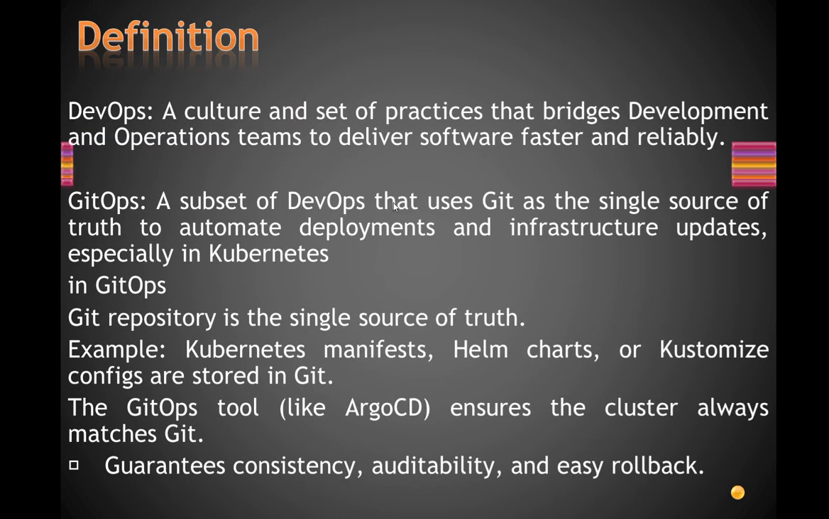Definition of GitOps and DevOps. DevOps is a culture and set of practices that bridges development and operation teams to deliver software faster and more reliably. GitOps is a subset of DevOps that uses Git as the single source of truth to automate deployments and infrastructure updates, especially in Kubernetes. The Git repository is the single source of truth. Example, Kubernetes manifests, Helm charts or customized configs are stored in Git.